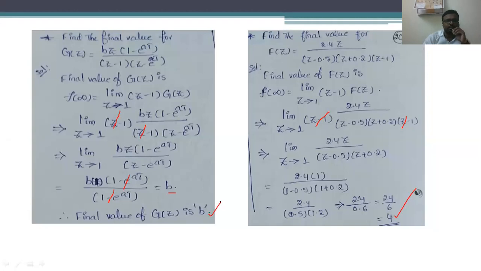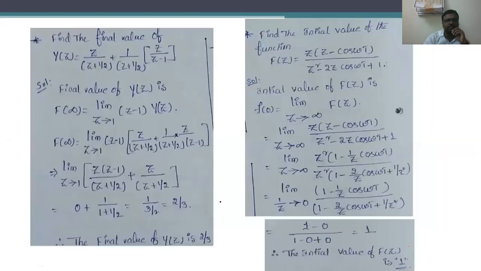Okay, these are the two problems regarding the final value. In a similar fashion, let us discuss two more problems. This is the statement of the problem: find the final value of y of z is equal to z divided by z plus 1 by 2 plus z divided by z minus 1.